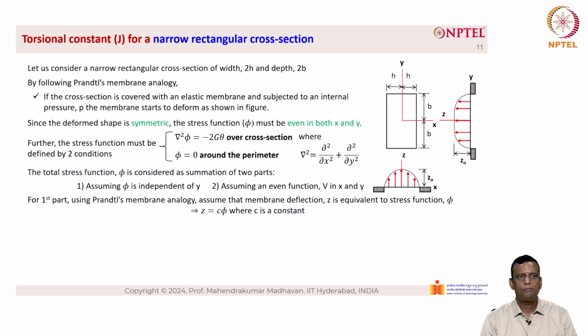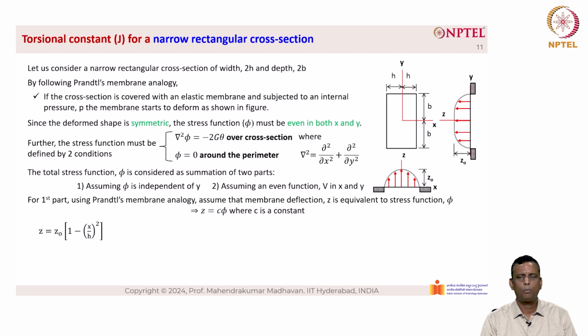So for the first part, using Prandtl's membrane analogy, assuming that the membrane deflection Z is equivalent to the stress function φ, where C is a constant. This equation was already seen in the previous slide. Now we have Z = Z0 (1 - x/h)².